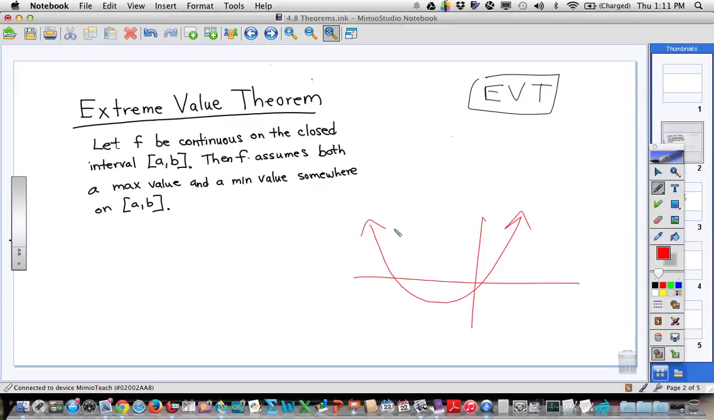But now back to what I was saying. Why does this not contradict the extreme value theorem? And you would say, because it's not a closed interval. The extreme value theorem only guarantees you have both a max and a min if the first part is there, the hypothesis.